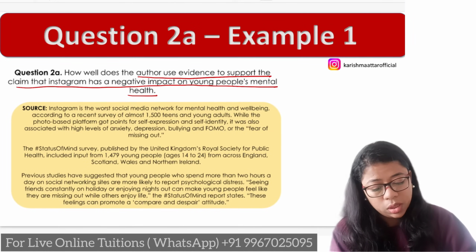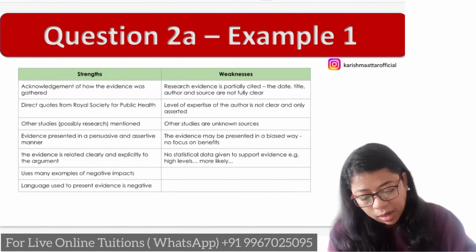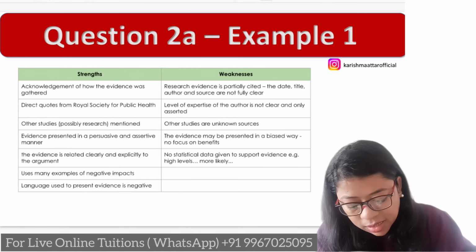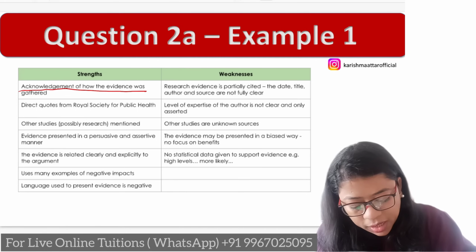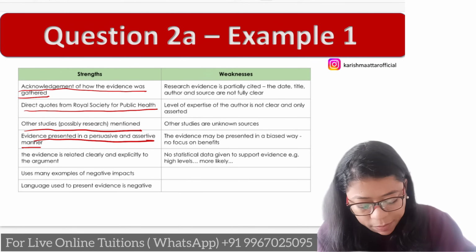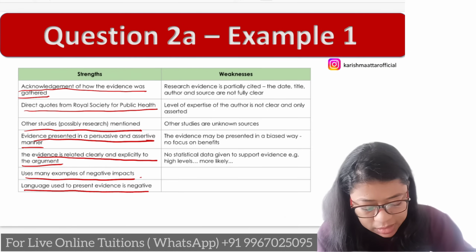Now going on to the next thing, your question 2A example. Again, let's see how to differentiate the strengths and weaknesses. Strengths: acknowledgement of how evidence was gathered; direct quotes from the Royal Society of Public Health; other studies, possibly research mentioned; evidence presented in a persuasive and assertive manner; the evidence is related clearly and explicitly to the argument; use of many examples of negative impacts; language used to present evidence is negative.